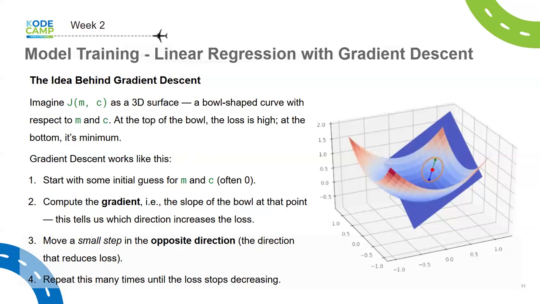Low gradient, the minimum loss. So it's always going to roll down to it.